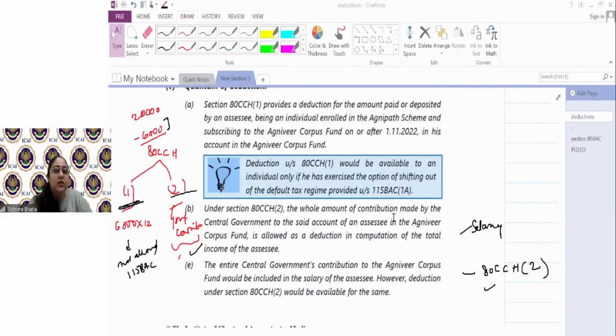Sushil, is everyone able to see the screen clearly? Please try to exit it and log in again.